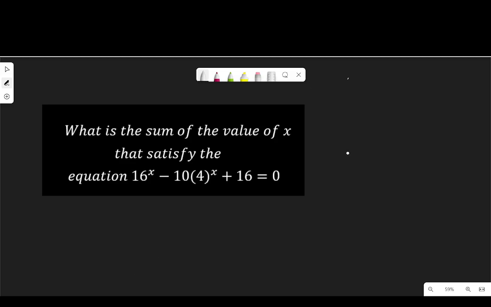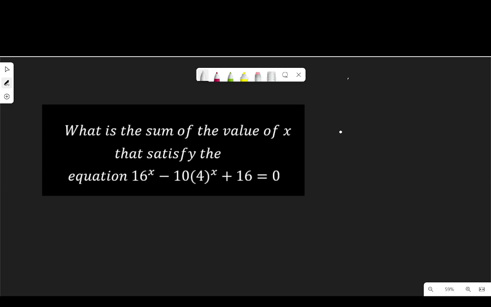Hello viewers, in this video we are going to solve this question. It says, what is the sum of the values of x that satisfy the equation 16 to the power of x minus 10 times 4 to the power of x plus 16 equals 0?